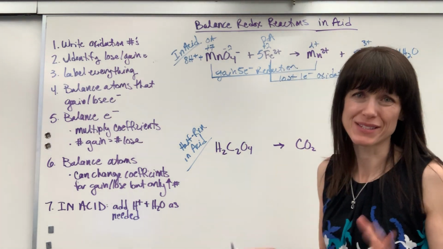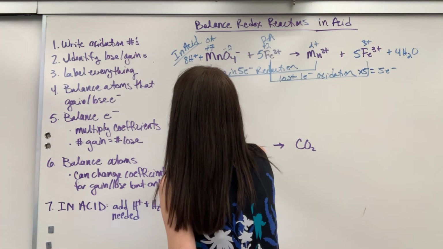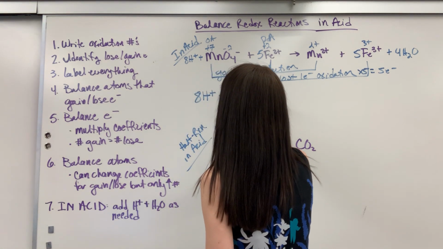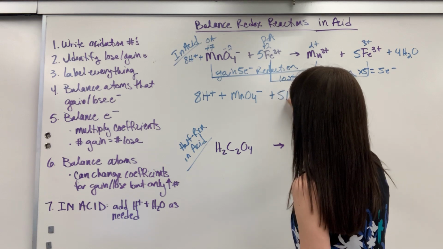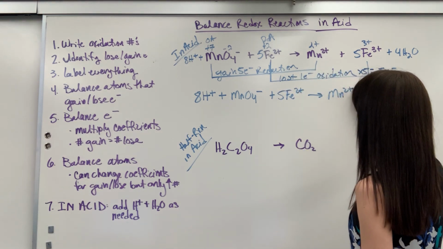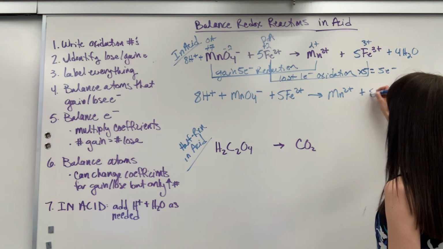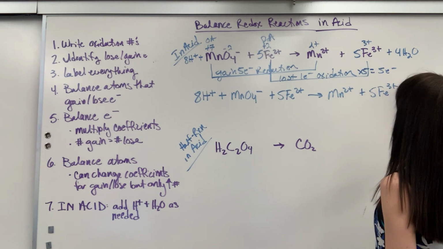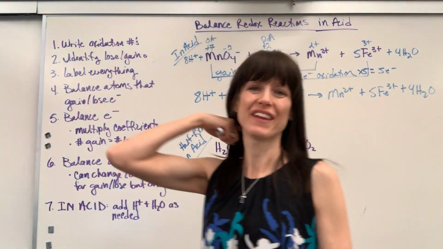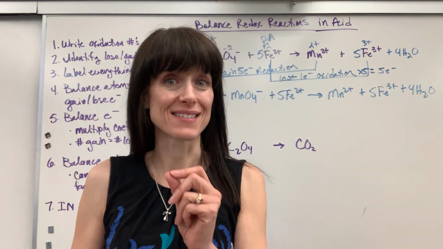Let's go ahead and rewrite this so it's really nice and pretty. We are going to have 8 H+ plus 1 mole of permanganate plus 5 moles of iron 2+ yields 1 mole of manganese 2+ plus 5 moles of iron 3+ plus 4 moles of water. Woo, nice. And there's your balanced redox reaction in acid.